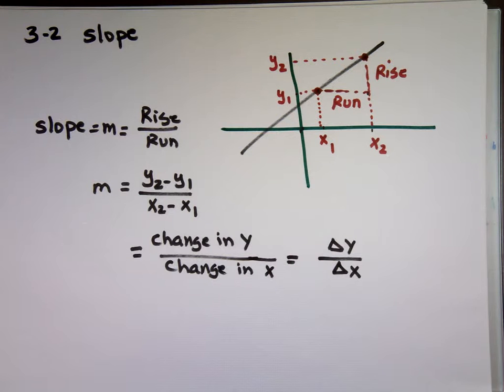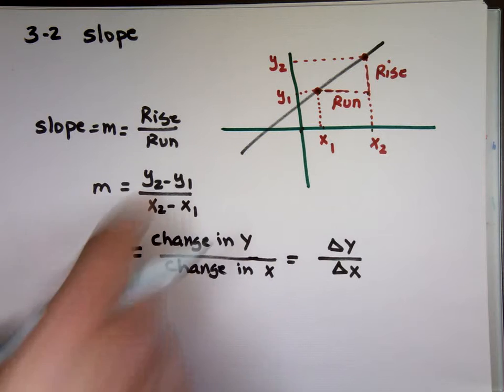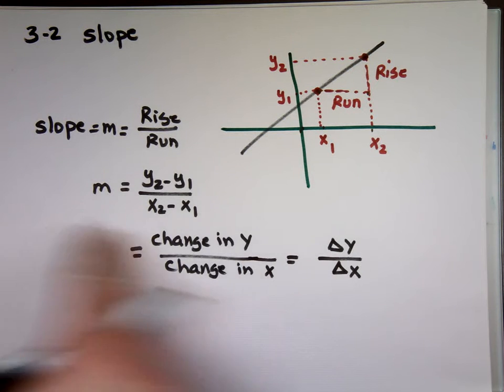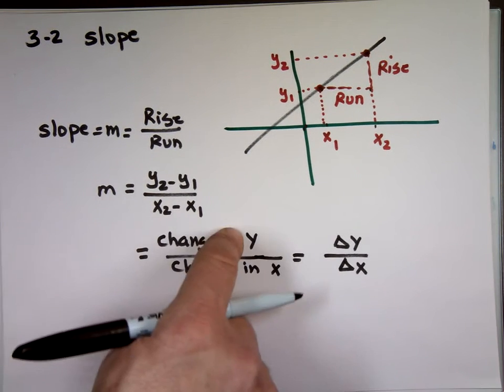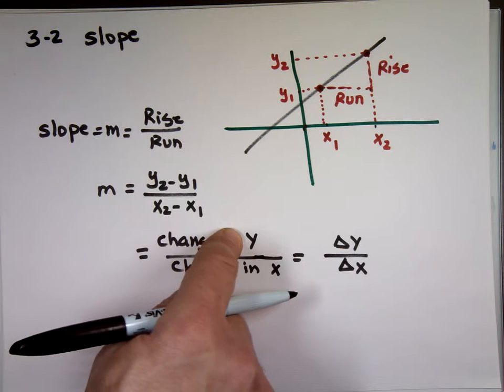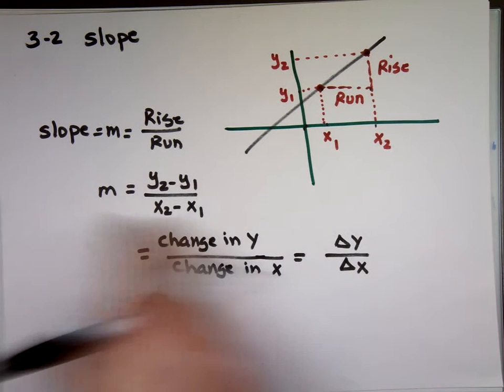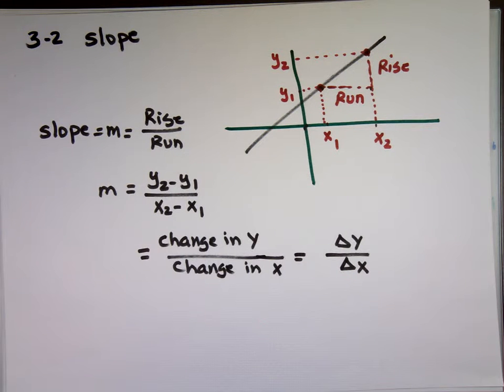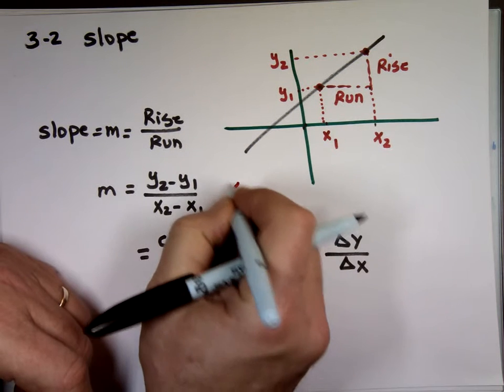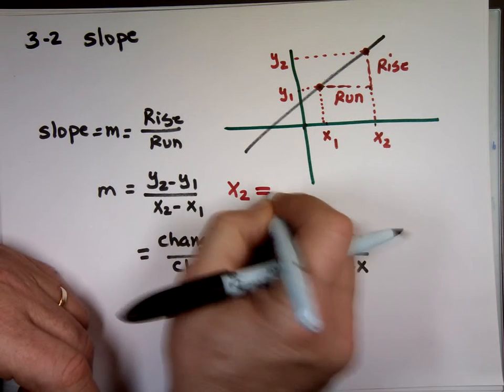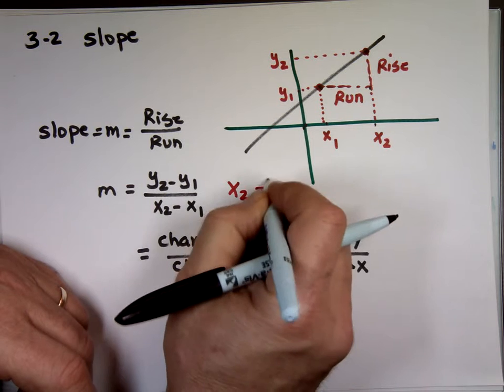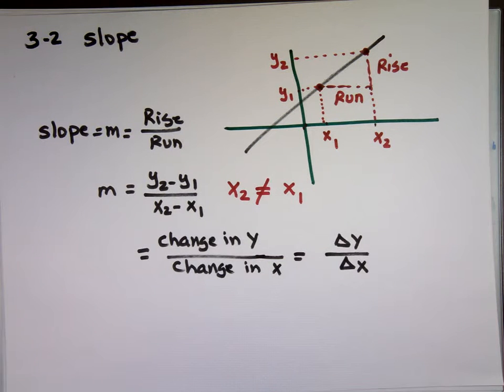So y sub 2 minus y sub 1 over x sub 2 minus x sub 1. That's the equation we're going to be using to find the slope. The only time you cannot use this, the only time, is when? Anyone? When can we not use that equation? When x sub 2 equals x sub 1, you cannot use it. So this requires x sub 2 does not equal x sub 1.